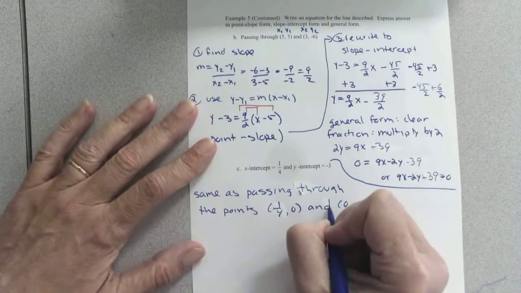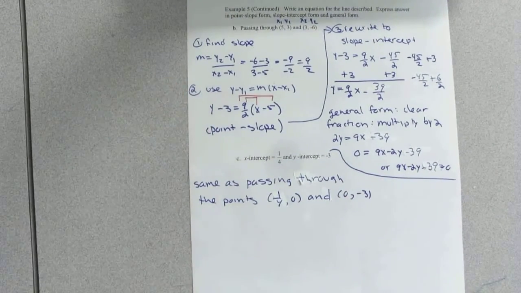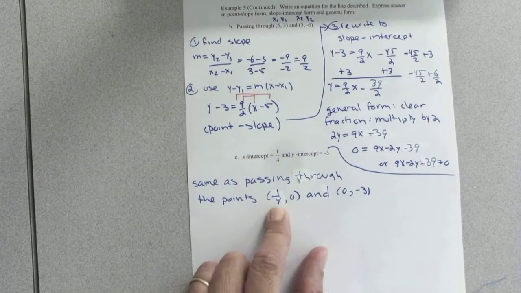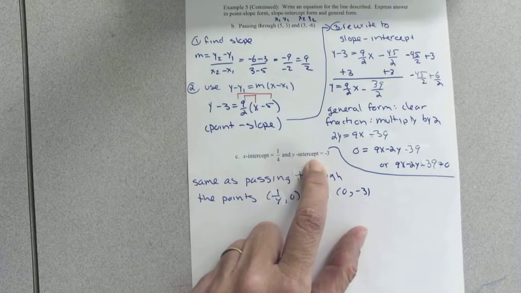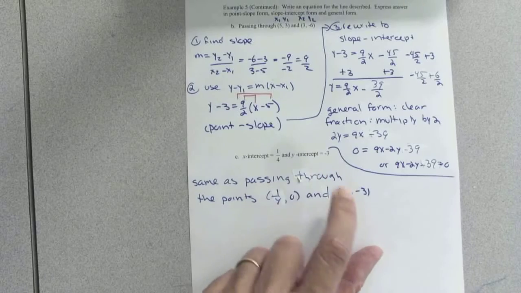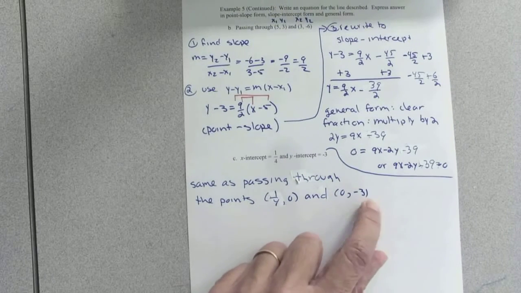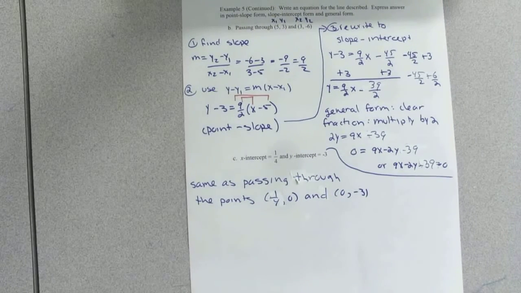Remember, when you know an intercept, the other coordinate is 0. So when they tell me the x-intercept is 1/4, that tells me the x-coordinate is 1/4 and the y-coordinate is 0. Y-intercept (0, -3) tells me that the x-coordinate has to be 0 and the y-coordinate has to be -3. And now we're going to do a really similar thing.